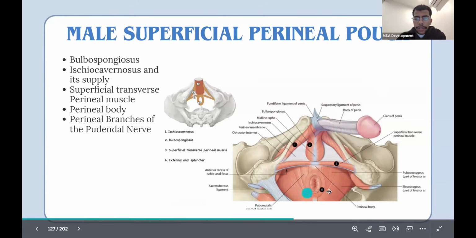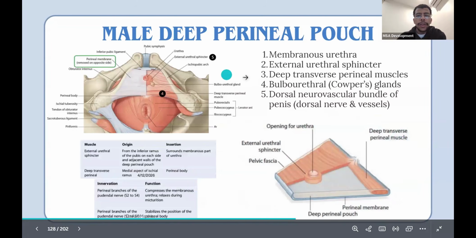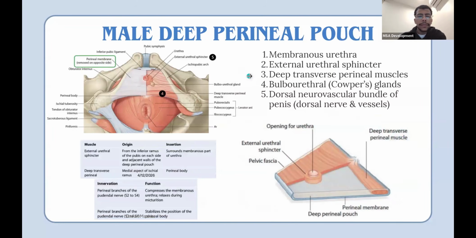We also have the external anal sphincter right here. If you guys can see it, number 6. This is the external anal sphincter. And next up, we have the deep perineal pouch. Now, in the deep perineal pouch, we have the membranous urethra. We have the external urethral sphincter. We have the deep transverse perineal muscles. We have the bulbourethral or Cowper's glands. And we have the dorsal neurovascular bundle of the penis.